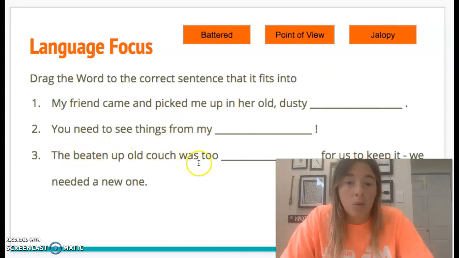The beaten up old couch was too blank for us to keep it. We needed a new one. Which one of these three words fits into that sentence? Once you see the word that you know is going to fit into that sentence, you're going to pick it up whenever you see.